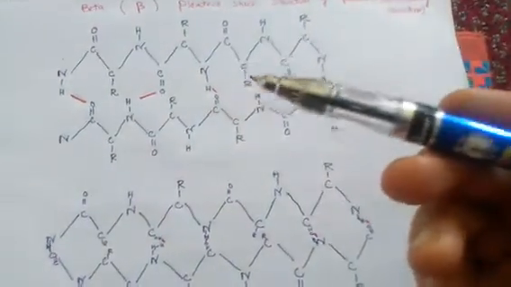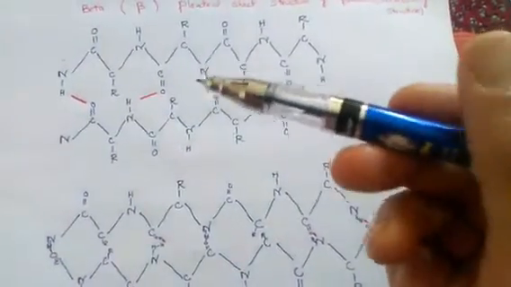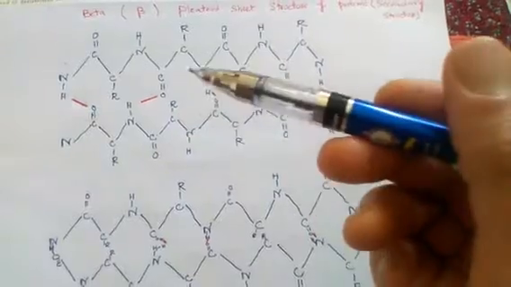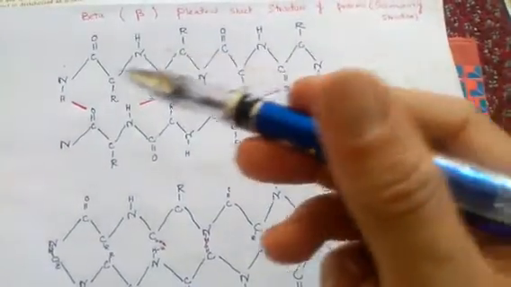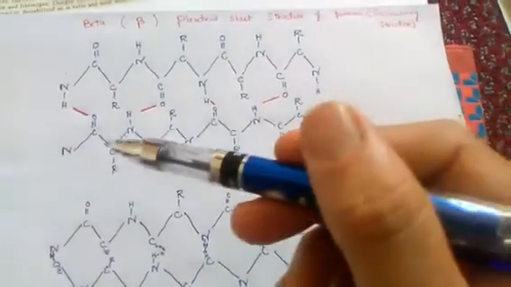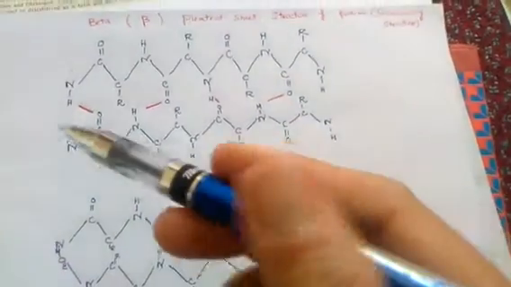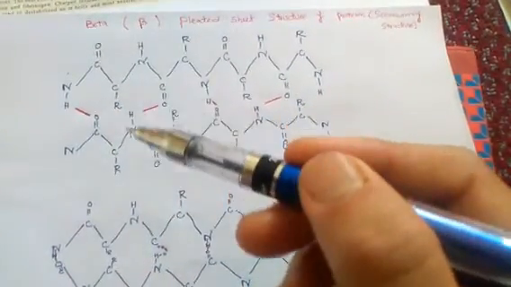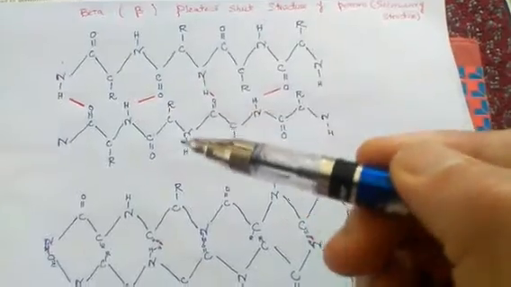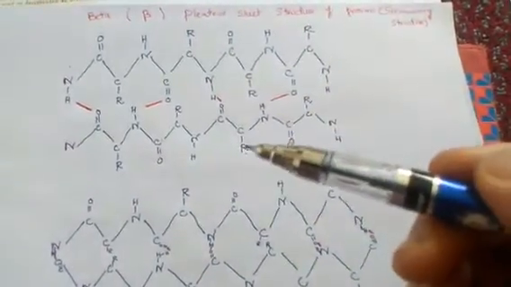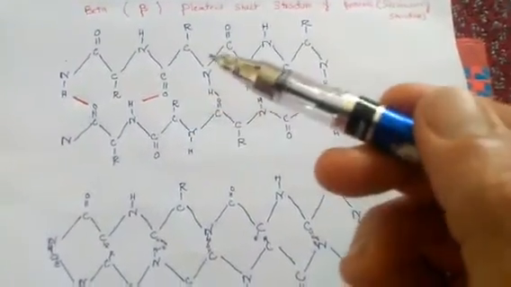In this arrangement, hydrogen bonds are formed between adjacent segments of polypeptide chain. This is one polypeptide chain, and this is another polypeptide chain. These adjacent polypeptide chains are linked by hydrogen bonds.